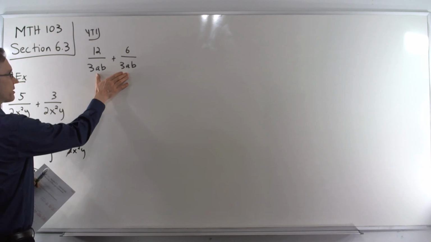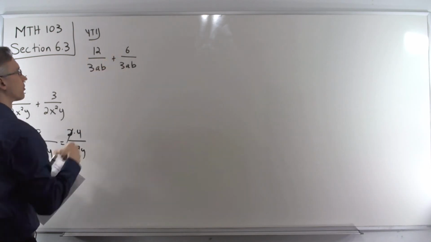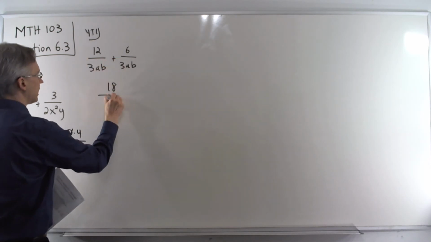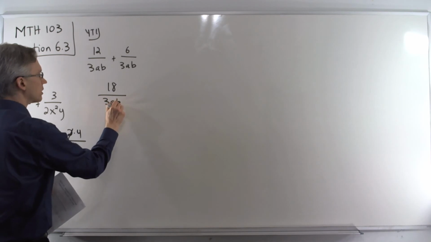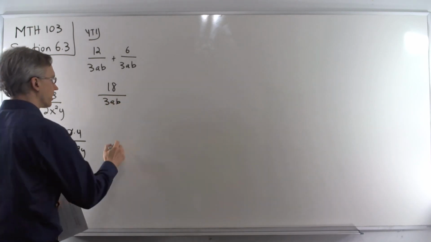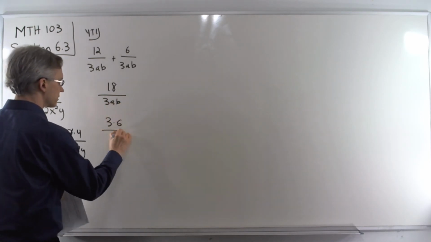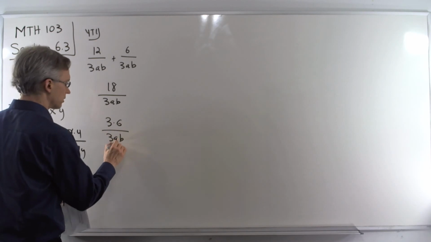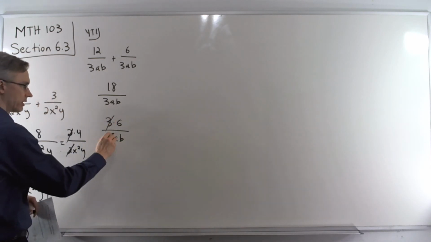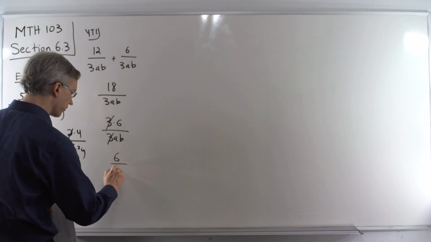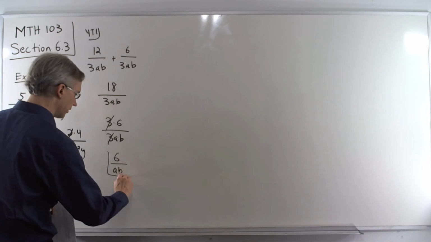So you already got a common denominator, 3ab. We're going to add the numerators. That gives us 18 over 3ab. Then I can write 18 as 3 times 6 over 3ab. Now we can cancel the 3's, and we get 6 over ab.